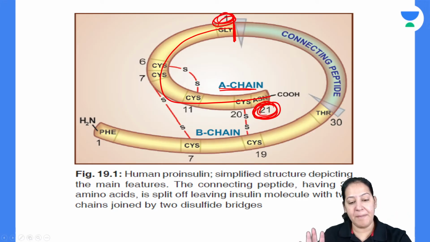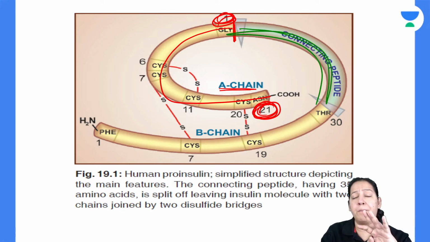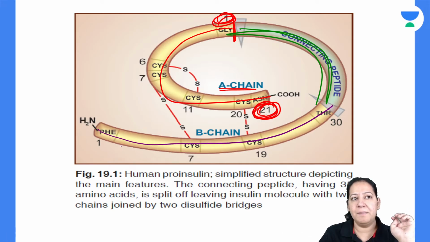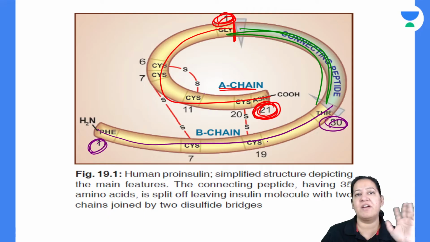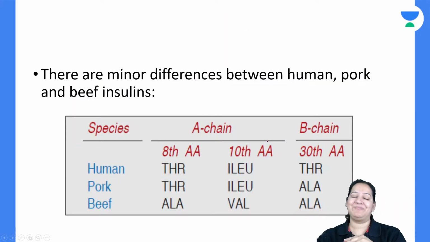Now there is a connecting peptide between them. This is C peptide, connecting peptide. It is the diagram of proinsulin, not insulin. And see the beta chain. This is the beta chain. I will show you the beta chain. This one. In the beta chain, this is amino acid number 1. This is number 30. So total alpha plus beta, 51 amino acids are there. This is proinsulin.